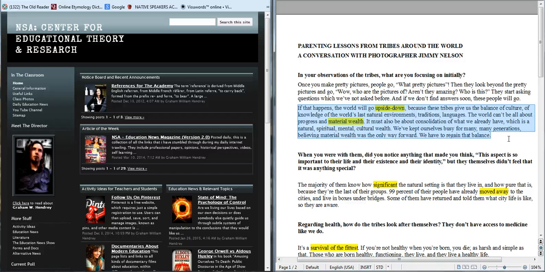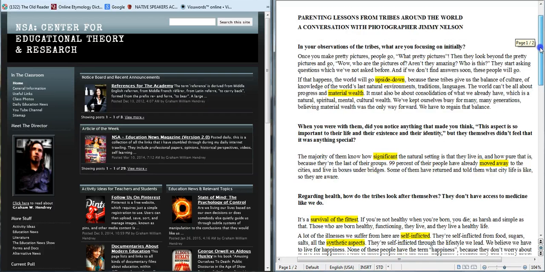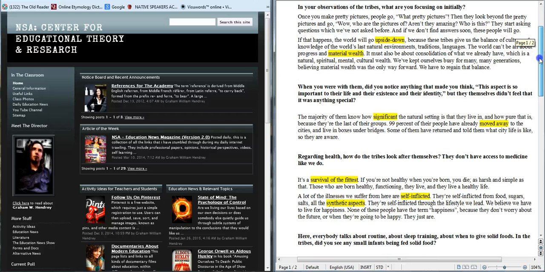So, what he is saying is that we can have progress, we can have the new, but let's not forget about where we have come from to get here. Tablets and iPads and smartphones are all very nice and extremely useful, but let's not throw away the books just yet. When you were with them, meaning the tribes, did you notice anything that made you think this aspect is so important to their life and their existence and their identity, but they themselves didn't feel that it was anything special?